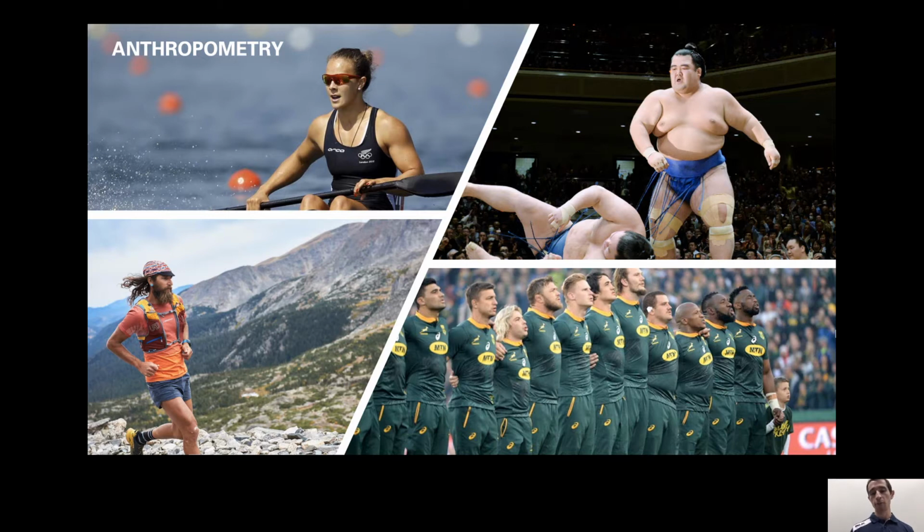In the bottom right-hand corner, we have a positional difference picture as well. So this is the South African rugby team, the Springboks, and really you can start to appreciate the numerous different body types, sizes, shapes, statures of these athletes. And they're all there for a reason.